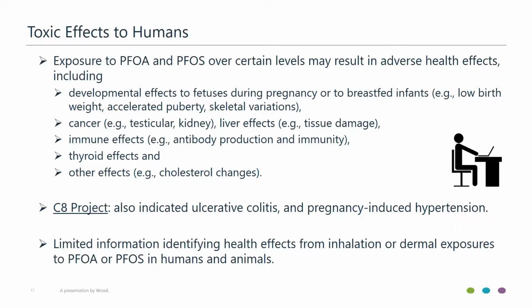So these skeletal variations, delayed ossification of the phalanges, I believe, is one of them, which is questionable whether there's a long-term effect there, but it is an effect. And there are other effects which have the potential to be serious, such as cancer, effects to the immune system, thyroid effects, and these potential cholesterol changes. And these have been noted in the laboratory, and a lot of them were also noted in this C8 project, which is an epidemiological study that was done, which also indicated a few additional potential effects that were correlated with exposure to PFOS and PFOA.